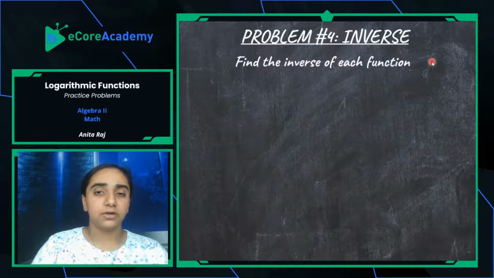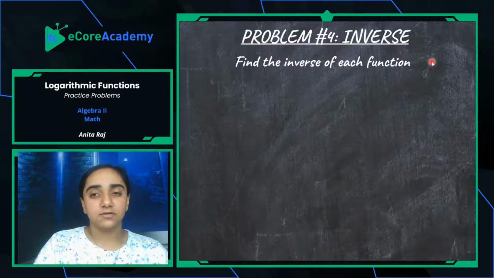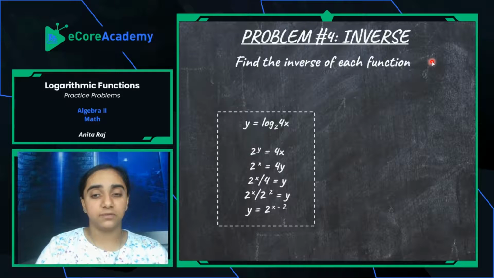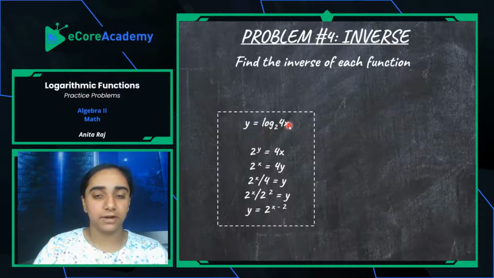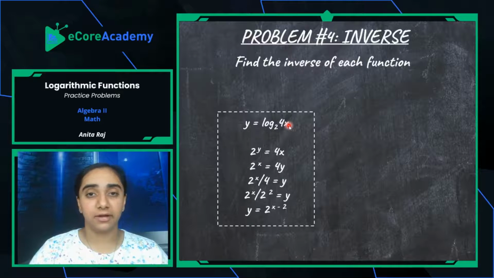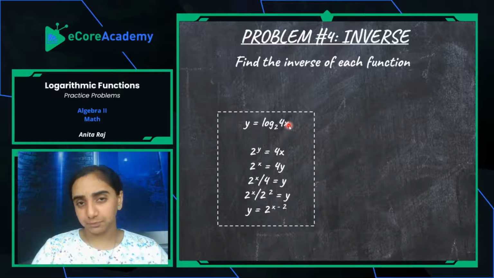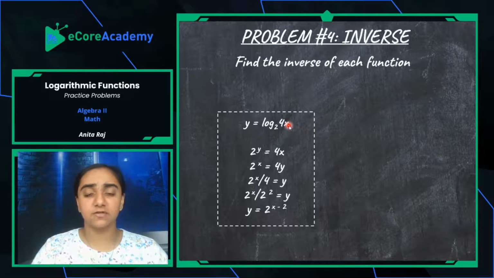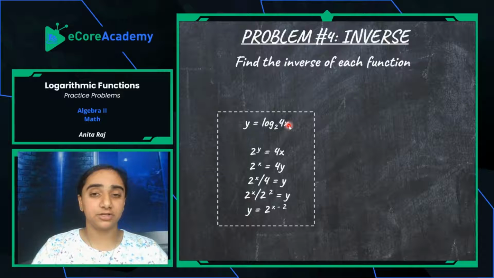In problem number 4, we're going to look at inverses. So in this, we're going to find the inverse for each function. Here's our first function. It's a log function. Y equals log base 2 of 4x. Keep in mind when we're finding the inverses of log functions, we're really trying to find exponential functions because they are the inverse, our opposite. So what we're going to do when we find inverses is first, we're going to switch the positions of x and y, and then we're going to solve for y.